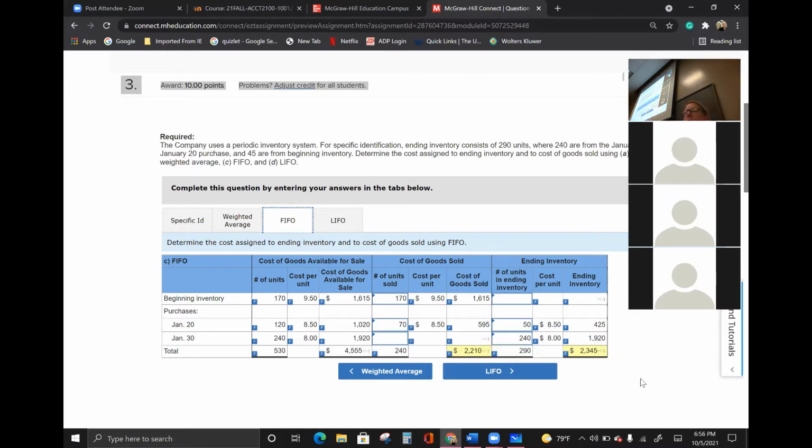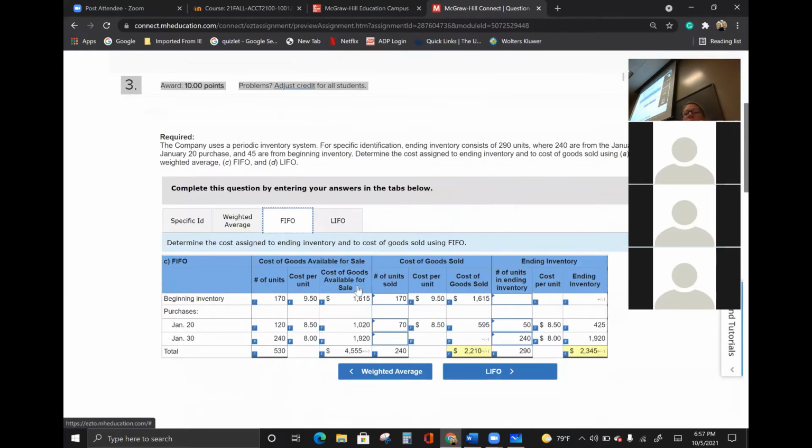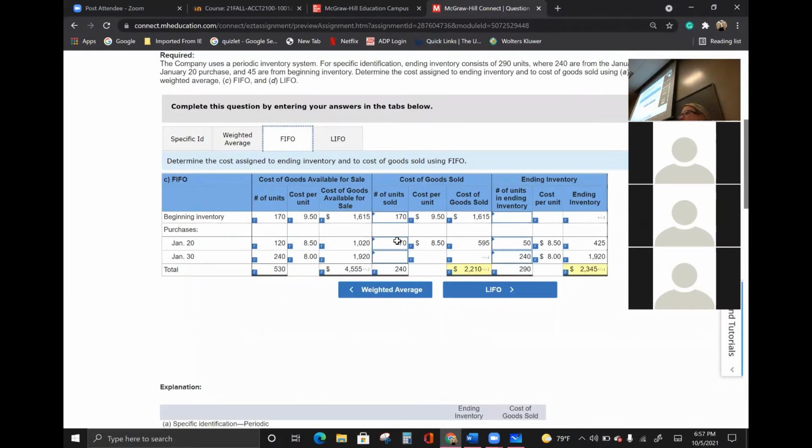Now I want to calculate what I have left. So my ending inventory should end with the 290 units. I know I already used all those 170. Those are gone. I have 120 units that I purchased, but I sold 70, so I need to take the difference. And that's what I have left. So I have 50 units left at $8.50 to get $425.